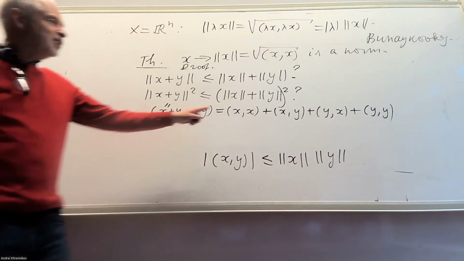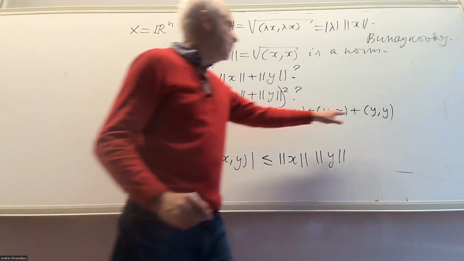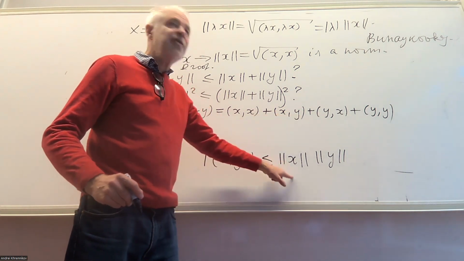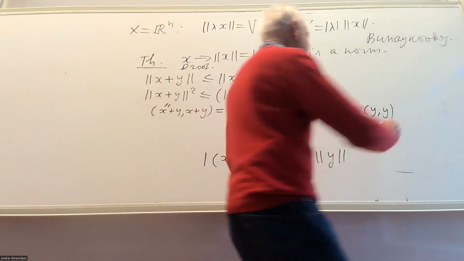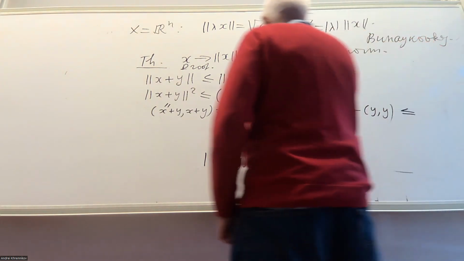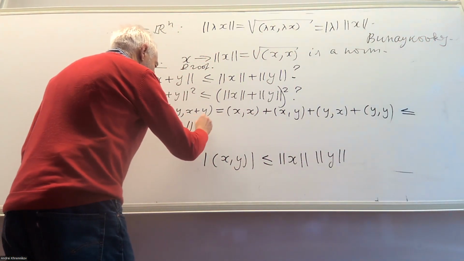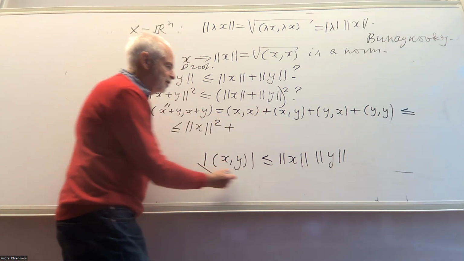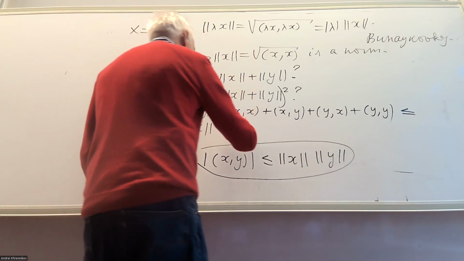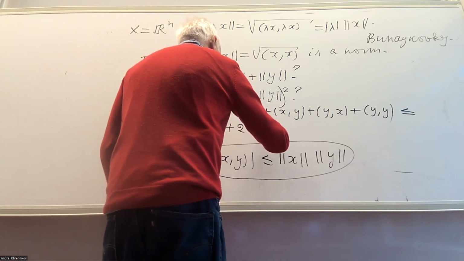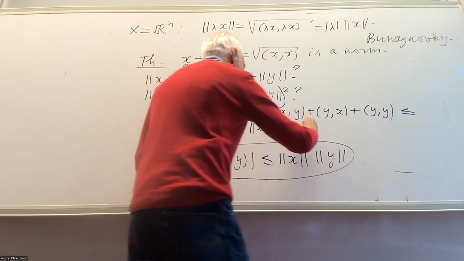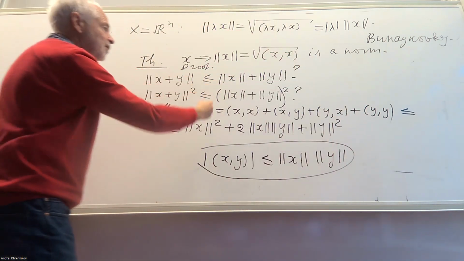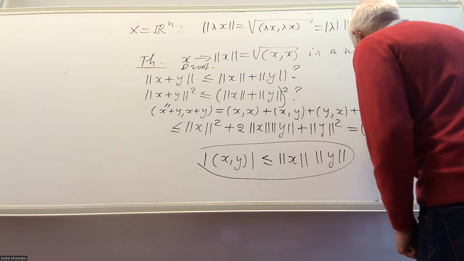Now, we see that this is the square of the norm. This is symmetric, so we can write this, and then use the Cauchy-Schwarz inequality. So this is less or equal to norm x square plus norm y square. But this is precisely this guy. So this is precisely what we wanted.